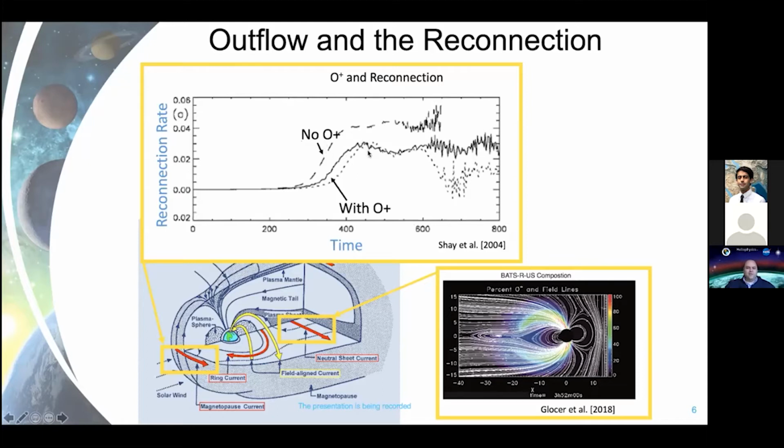Showing the difference in the reconnection rate with and without O+. Also, we see this in MHD simulations of the magnetosphere, that the inclusion of ionospheric outflow can change the dynamics. And this is just an example of the outflow arriving and the resulting plasmoid forming in the magnetotail.